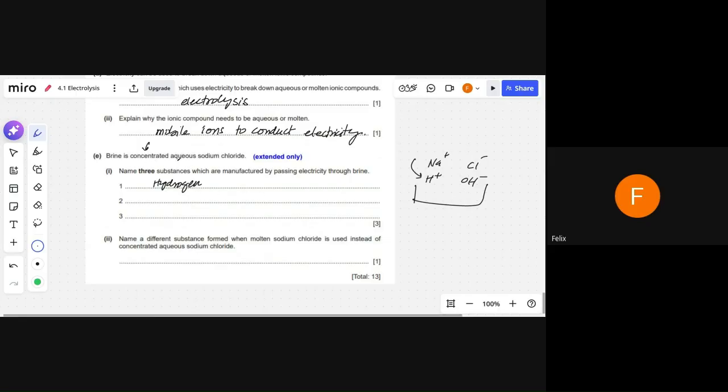And since it is concentrated aqueous, you will get chlorine, a halide. And the third one will be sodium hydroxide. These two ions remain in the solution. So whatever is left in the container, you just evaporate the water out of it and you will get sodium hydroxide.